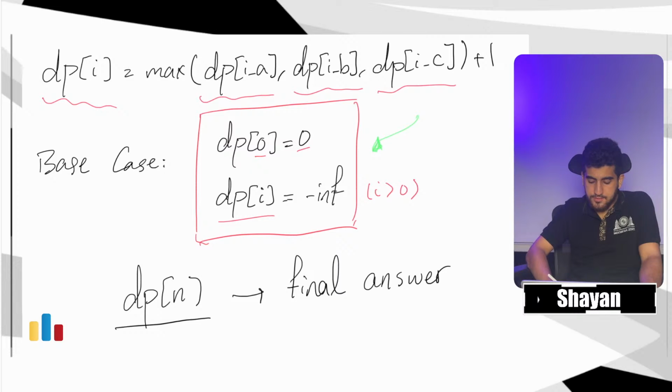I know that for 0, its dp is going to be 0, because if my total length is 0, I can do it without any ribbon. So my number of pieces is going to be 0. But for every other i, so far I don't have any solution, so I set it to be minus inf.